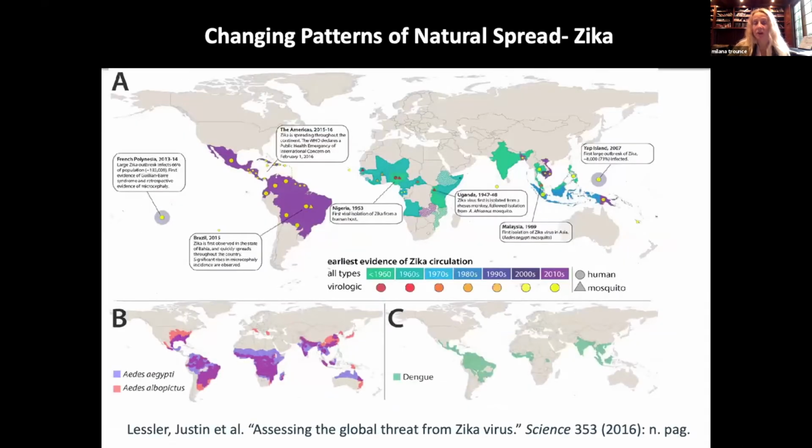Also, there are changing patterns of natural spread, for example, with climate change. And this is illustrative of Zika. The reason I have this slide up is to show that with climate change, mosquitoes travel and mosquitoes carry disease, and now we see tropical diseases in areas which are not traditionally considered tropical, like Florida and Texas and places like that. And this is going to continue.